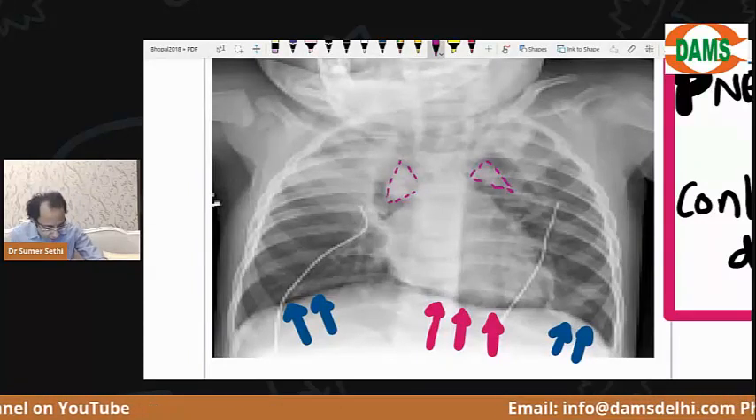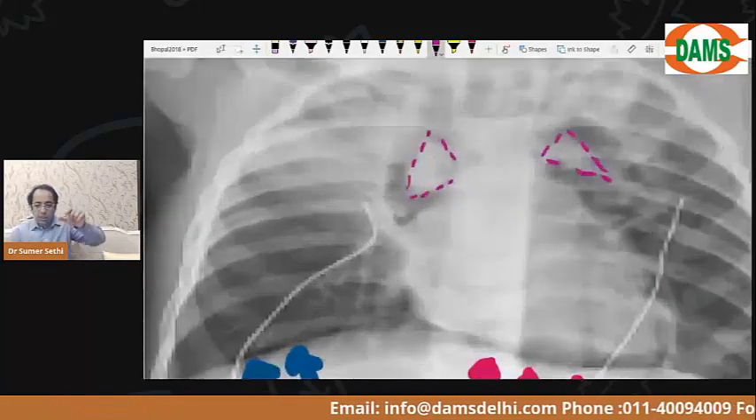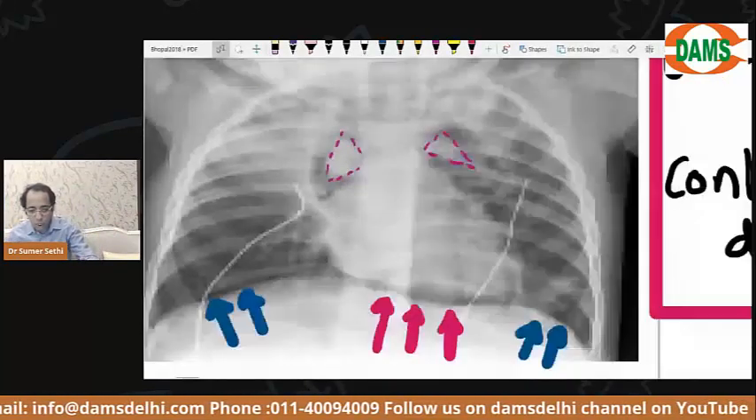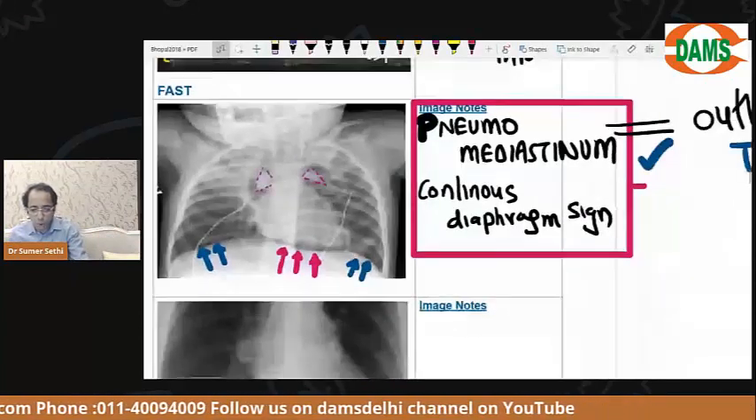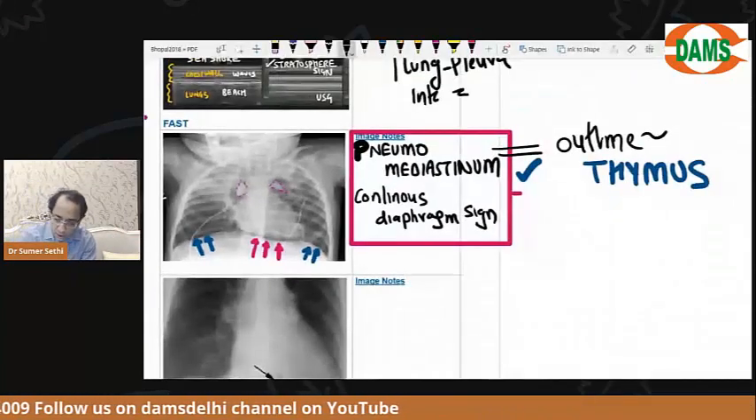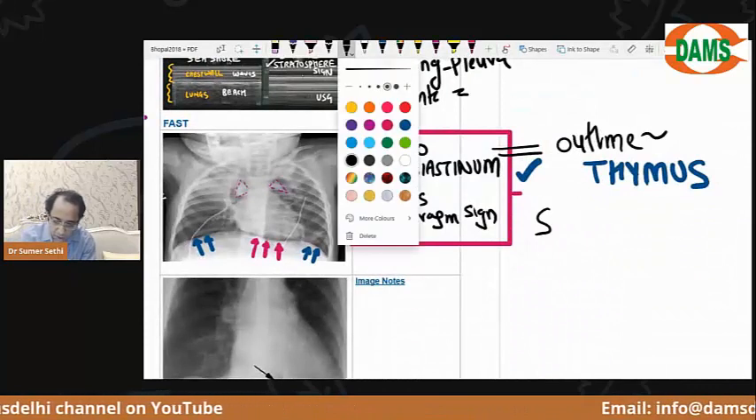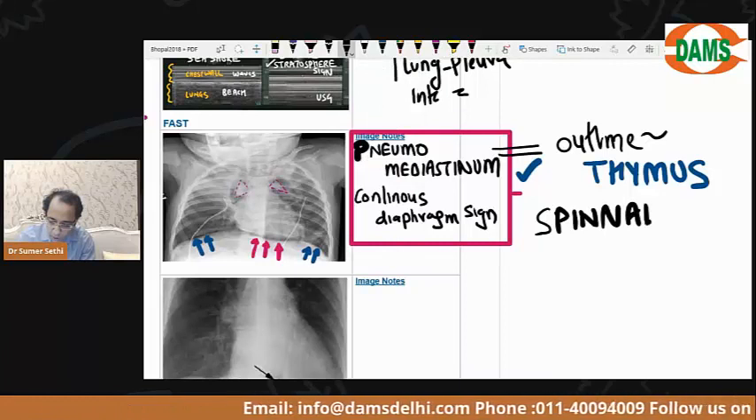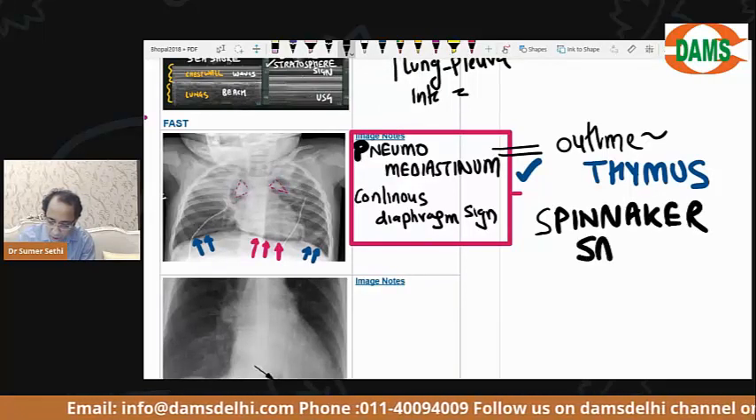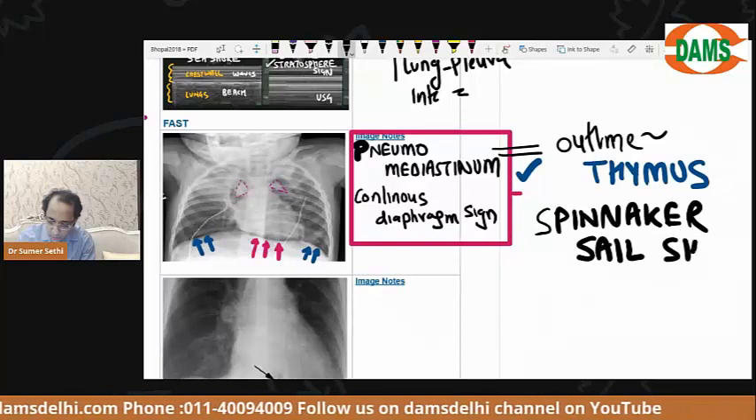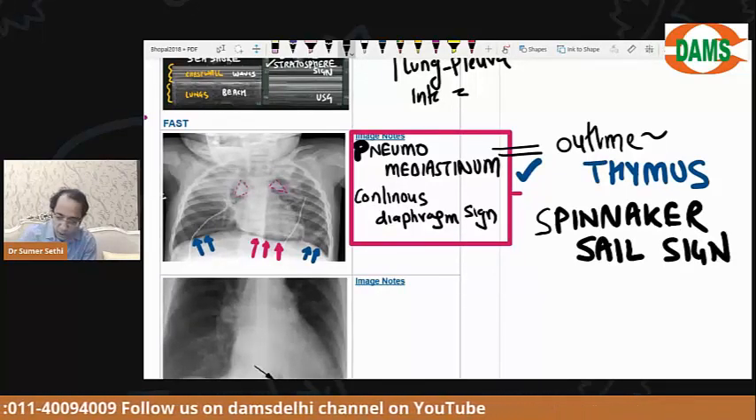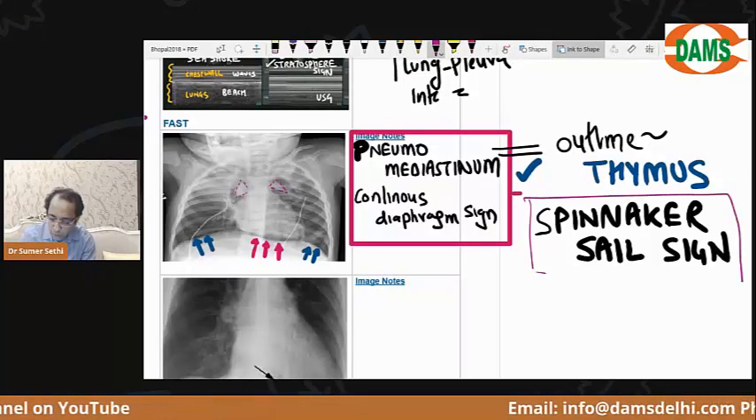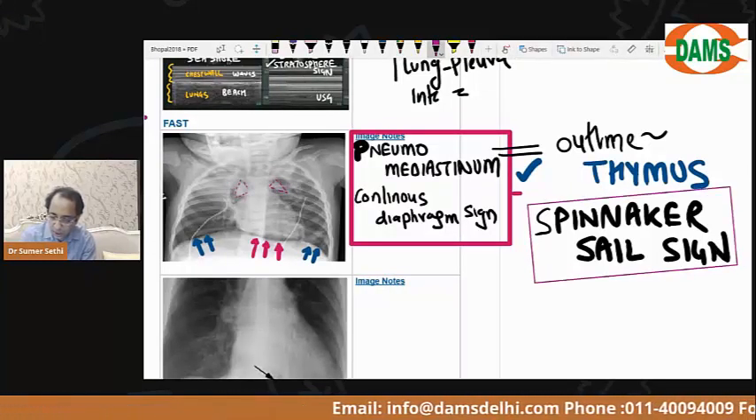Can you see in this x-ray, there is the right lobe of thymus and the left lobe of thymus, both outlined by pneumomediastinum. You might have studied this in your surgery class also. This is called the spinnaker sail sign, after the spinnaker sail that is used in boats.